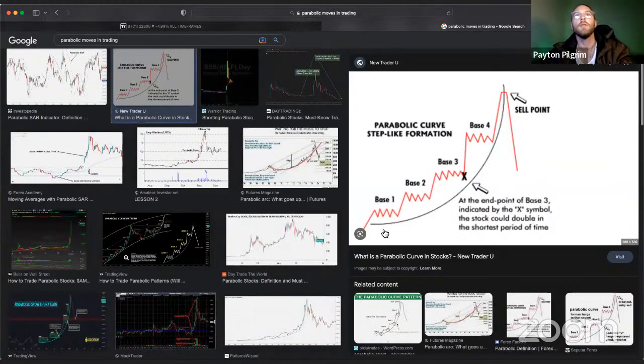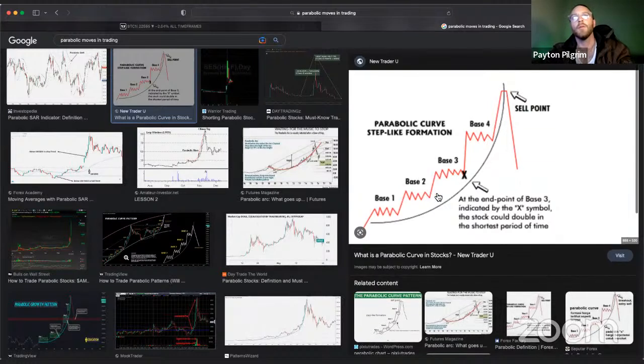Okay, so you see, this is what a parabolic move will look like. You'll have 1 base, 2 base, 3 base. And then right here, a lot of people usually think this is where it's done. But in this phase, it's where it can go crazy. And then there's a big sell-off. So let's go look at Bitcoin.